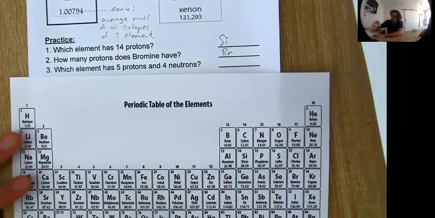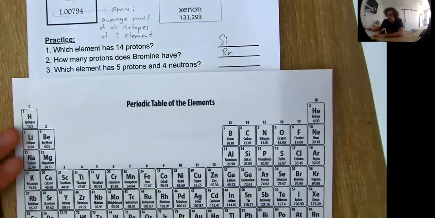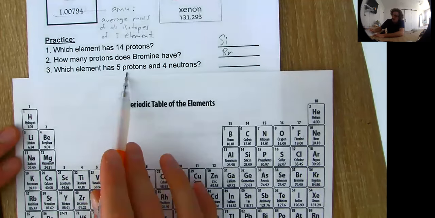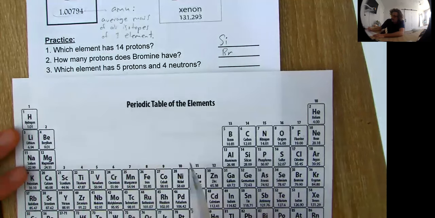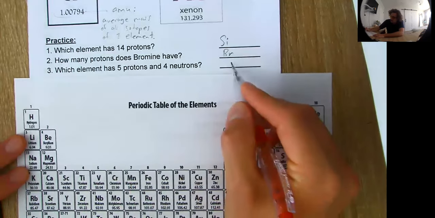Next is which element has 5 protons and 4 neutrons? Well, I didn't talk to you about neutrons yet, but I did talk to you about protons, and I told you that the number of protons determine that element. The number of protons is the identity for that element. So all we have to do is find the 5 protons. So which one's 5? Number 5 right here, B for boron.